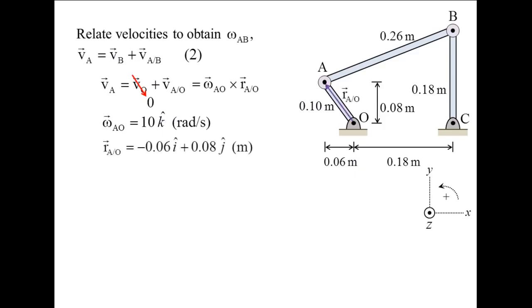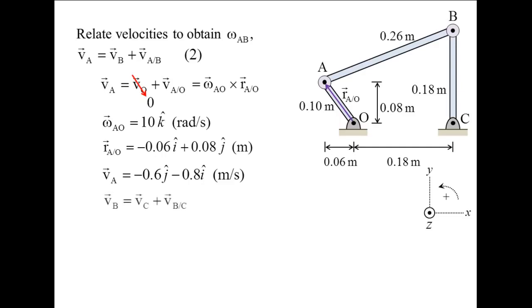RAO starts at point O and terminates at point A. Point A is located 0.06 meters to the left and 0.08 meters upward from point O. Take the cross product of omega AO and RAO to obtain the velocity of point A.